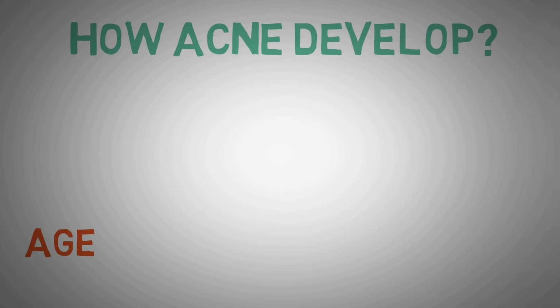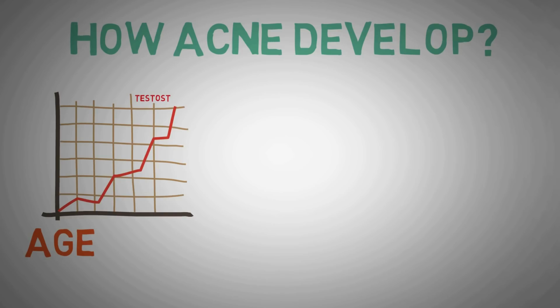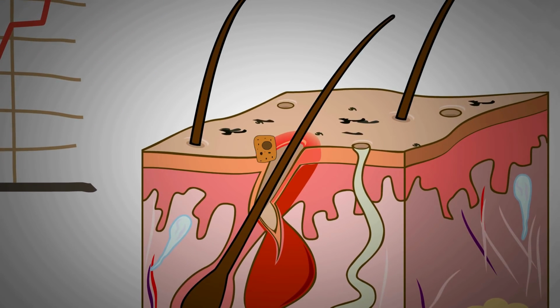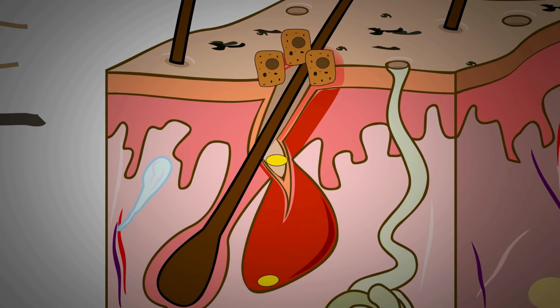Age is a very important factor for the development of acne. As soon as you hit puberty, your testosterone levels go like this. And just like we discussed earlier, testosterone is one of the main hormones that controls the amount of sebum produced by the sebaceous glands. The amount of sebum produced increases when you hit puberty.